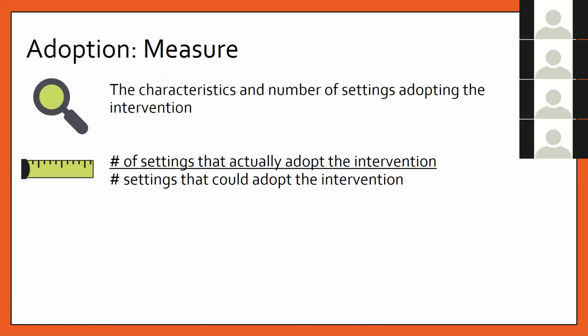And measuring adoption is similar to what we discussed for REACH. Answering the question, how many settings could adopt the intervention, is the denominator in the adoption calculation. And answering the question, how many settings actually adopt the intervention, is the numerator. Therefore, the percentage of settings that actually adopt the intervention measures adoption.